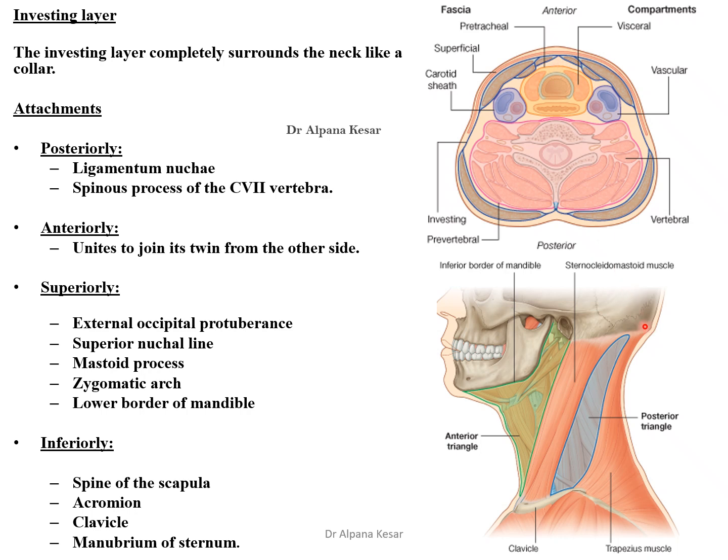Superiorly, the investing layer is attached to the external occipital protuberance, superior nuchal line, mastoid process, zygomatic arch, and the lower border of mandible. Inferiorly, the attachment is to the spine of scapula, acromion, clavicle, and to the manubrium of sternum.